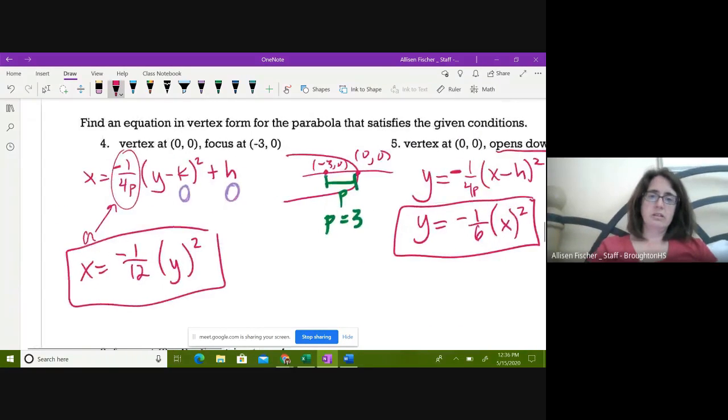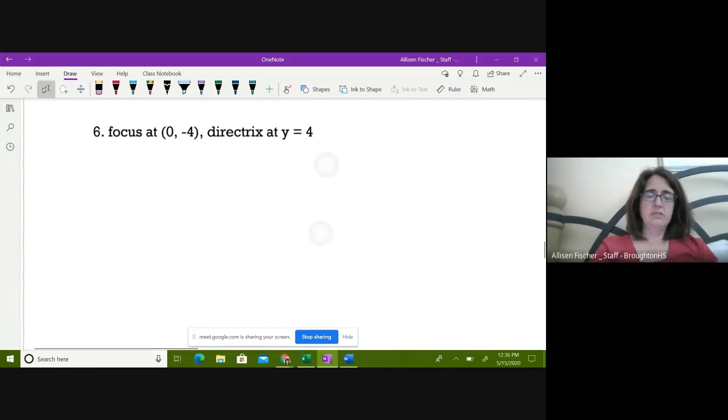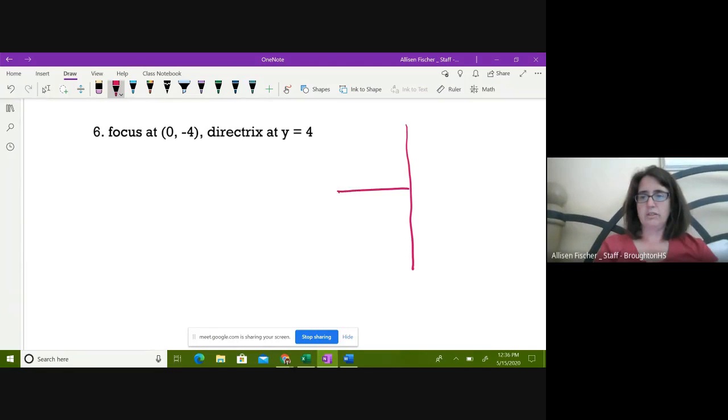All right, let's scroll down to number 6. Focus at (0, -4), directrix at y equals 4. Ooh, this one's weird. It doesn't give us the vertex. So I think I'm definitely going to need a visual here. So focus at (0, -4): 1, 2, 3, 4. Directrix at +4.